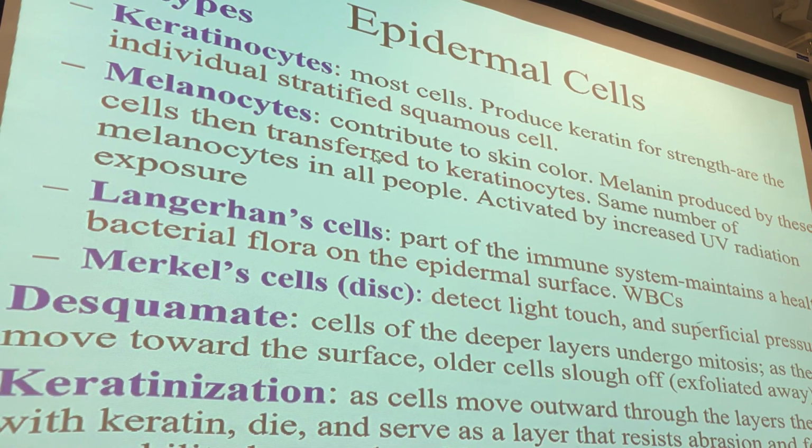These Langerhans cells, the next type of cells, are pretty cool as well. These are the immune cells. They allow us to maintain a healthy bacterial flora. So if we have a lot of healthy bacteria on our skin, none of that super bad stuff can come in and populate that area. These Langerhans cells are white blood cells. They just eat up any of the bad bacteria. So then we have a nice healthy population of somewhat good bacteria.